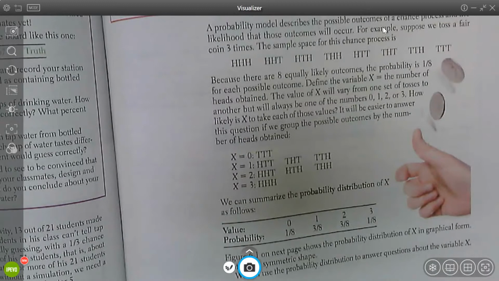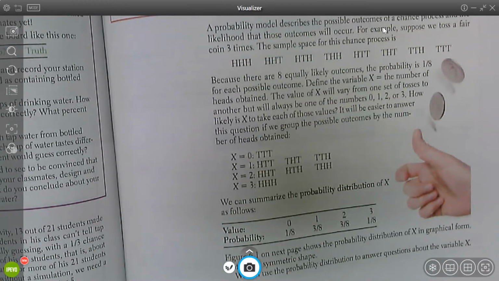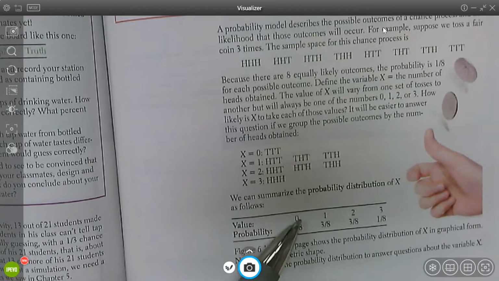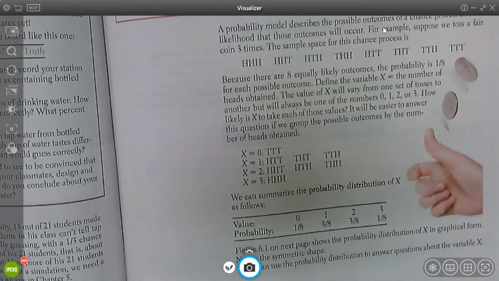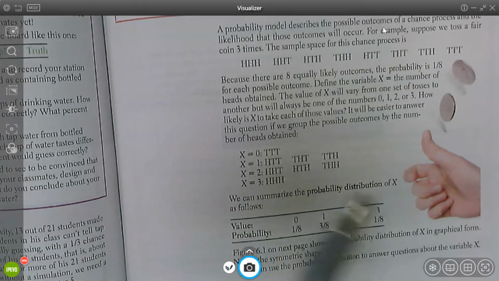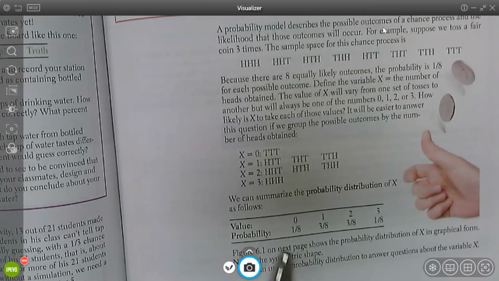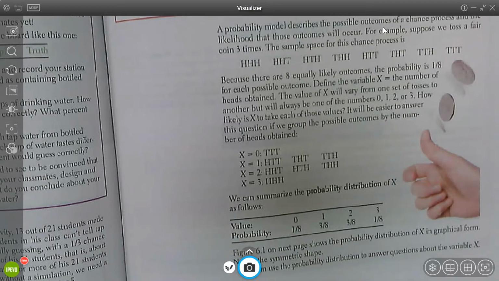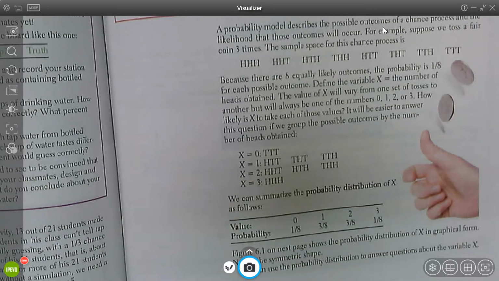Discrete random variables have a finite number of outcomes with gaps between them. So if we're talking about number of heads, if I flip a coin 3 times, 0, 1, 2, or 3, I can't get 1.6 heads. I create a probability model or probability distribution. The probabilities have to add up to 1. They all have to be between 0 and 1. Been there, done that.